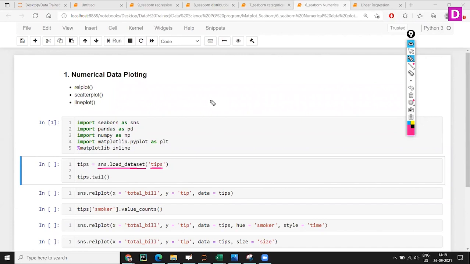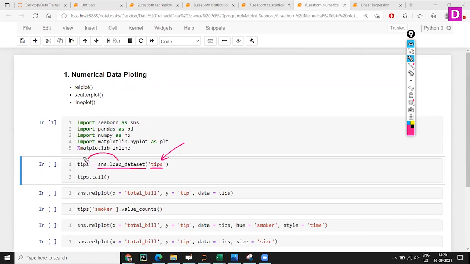So they have collected some data from one of the restaurants, documented it, and made this data available for everyone. That data set we are going to use.